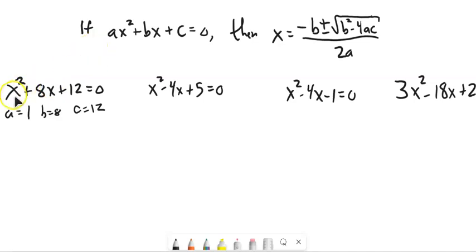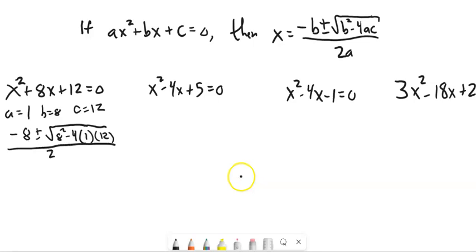So this is true. I have ax squared plus bx plus c equals 0. So x must equal, let's see, negative b, so negative 8 plus or minus the square root of 8 squared minus 4 times a times c. So 4 times a is 1, c is 12. And that whole thing is over 2 multiplied by a. So again, I just want to emphasize what I've done is I've plugged in the a, b, and c values into this formula. And now I'm just going to do some arithmetic.